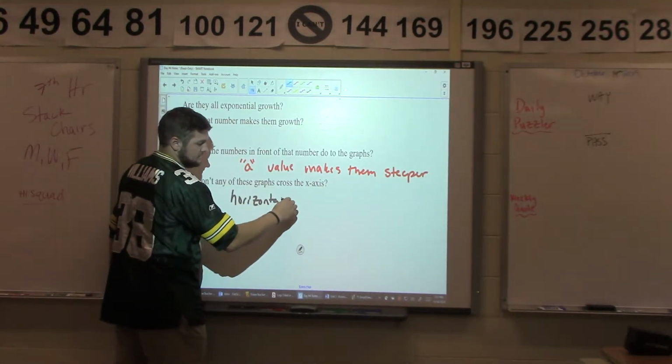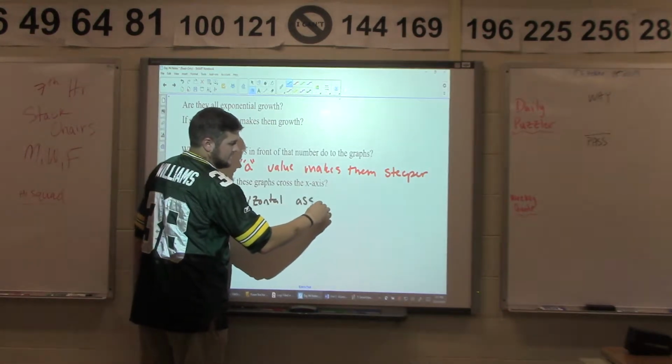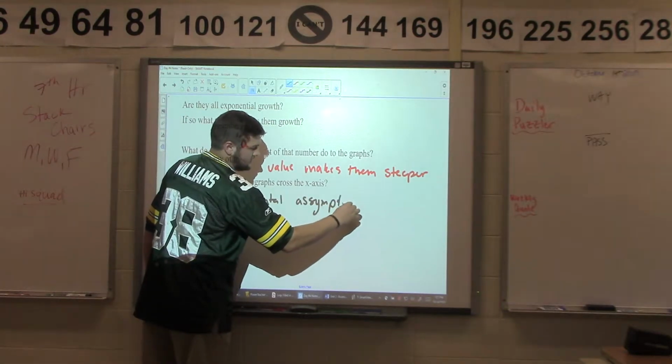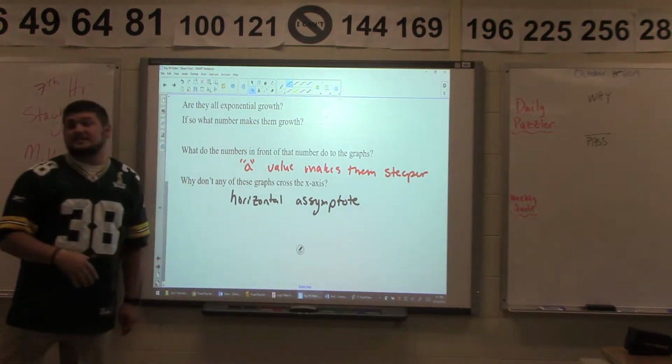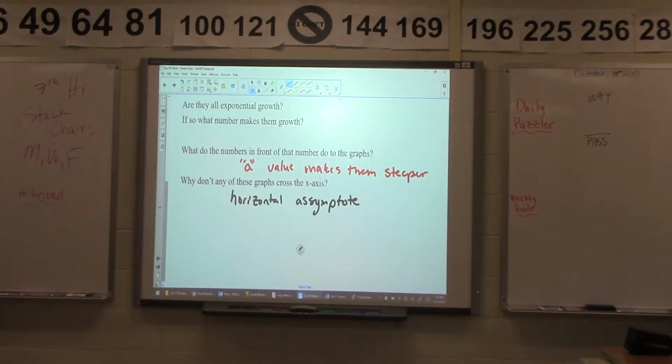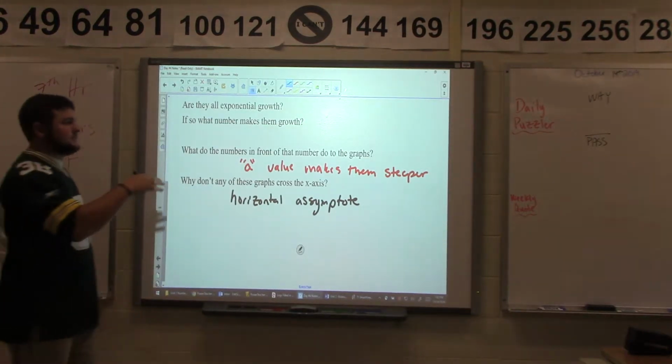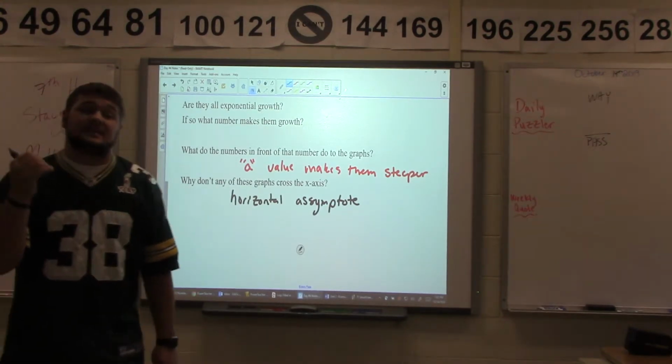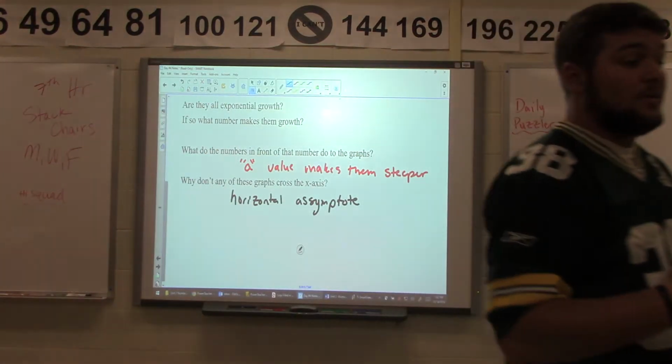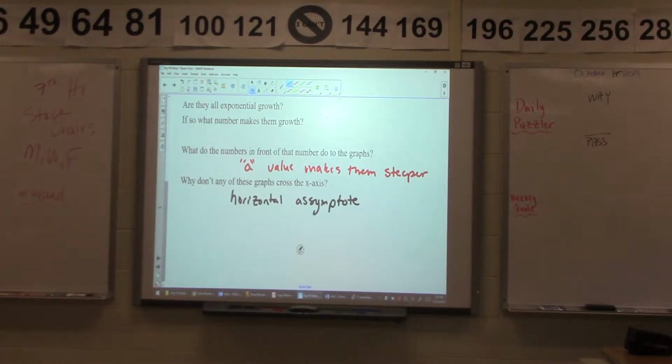Horizontal asymptote. A horizontal asymptote is an imaginary line that stops it from crossing. So like in this case, our x-axis is a horizontal asymptote. We will never cross it with exponential growth. It'll never have a y value that's negative.